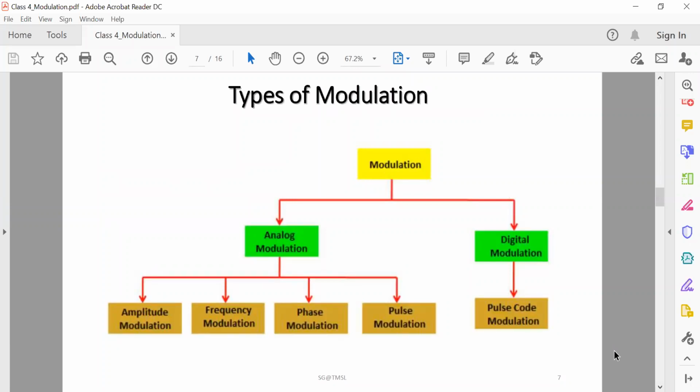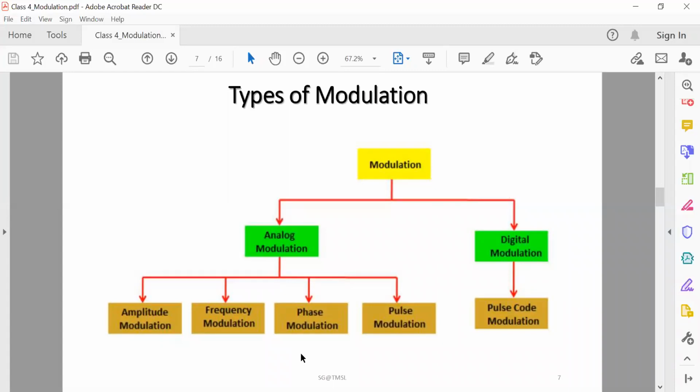Next is the type of modulation, the modulation classification. Basically modulation is classified into two types: analog modulation and digital modulation. Under analog modulation there are amplitude modulation, frequency modulation, phase modulation and pulse modulation, and under digital modulation only pulse code modulation is there. So I have briefly introduced these three terms: amplitude, frequency and phase.